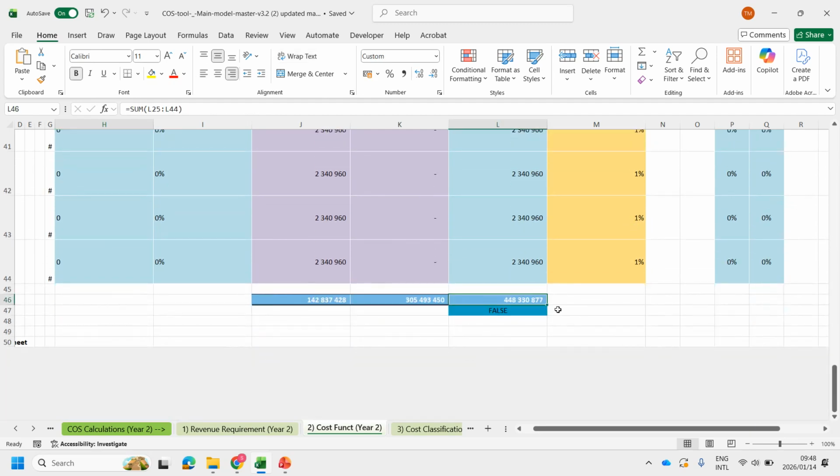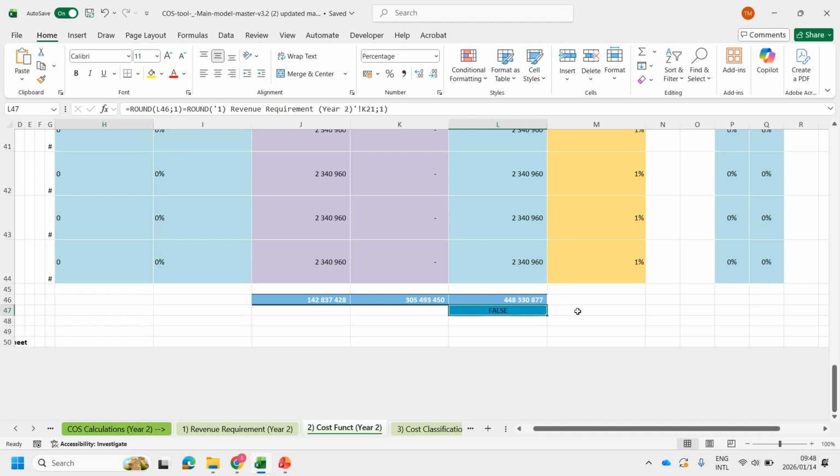As you go down to the bottom, the total amount that you get in this particular sheet must be the same as the total amount that you got in your revenue requirement sheet. And this will say true to show that it is aligning. If it's false, that means there's something that we did wrong in the previous sheets.